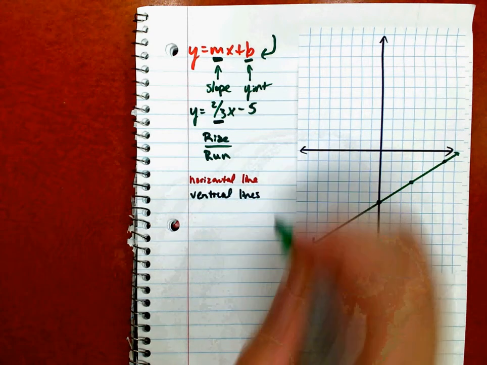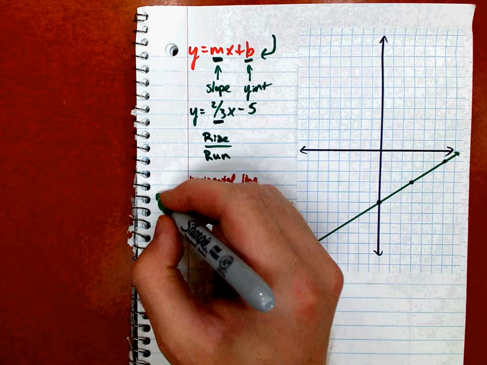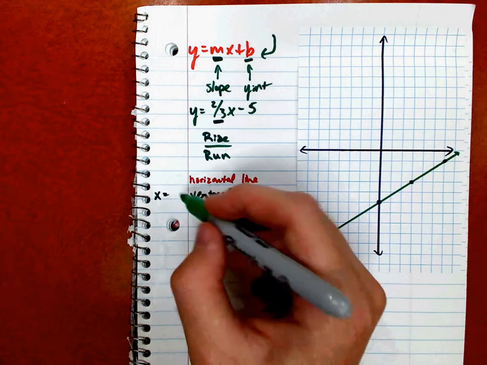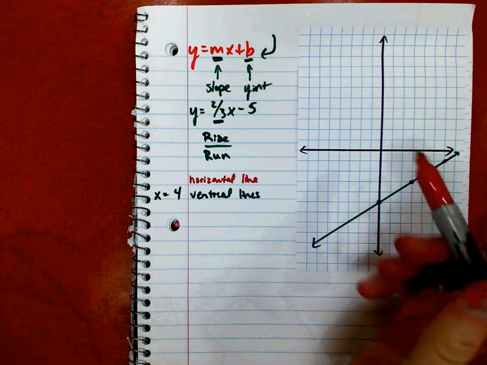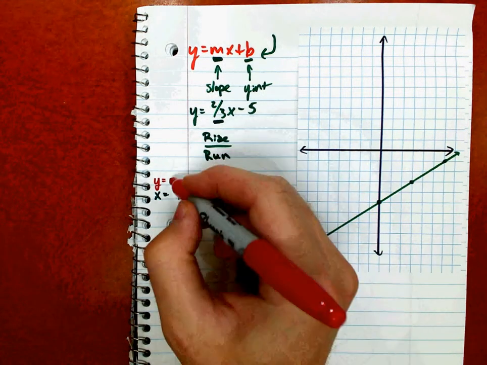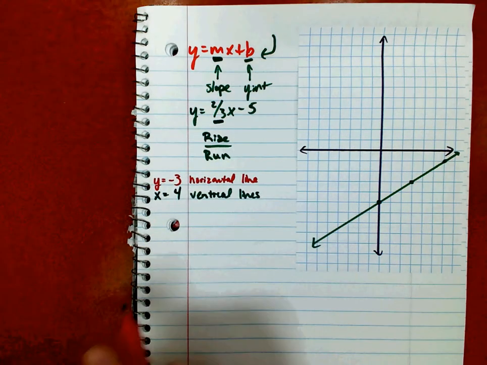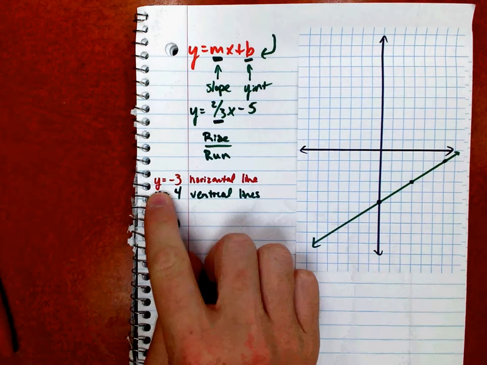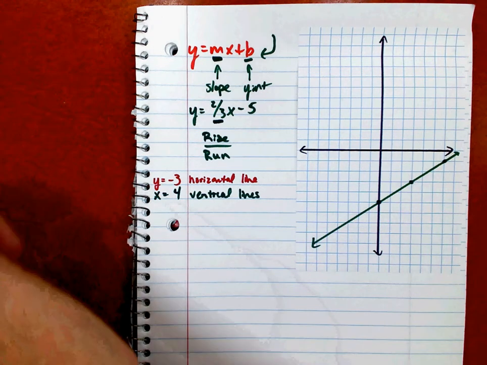I'm going to go ahead and tell you right now that vertical lines are always written in the form of x equals some constant. So we'll give you an example here, x equals 4. And horizontal lines are always written as y equals some constant. And the example we use today is y equals -3. But I want to look at the reasons why. Why are horizontal lines written as y equals some constant and vertical lines written as x equals some constant?